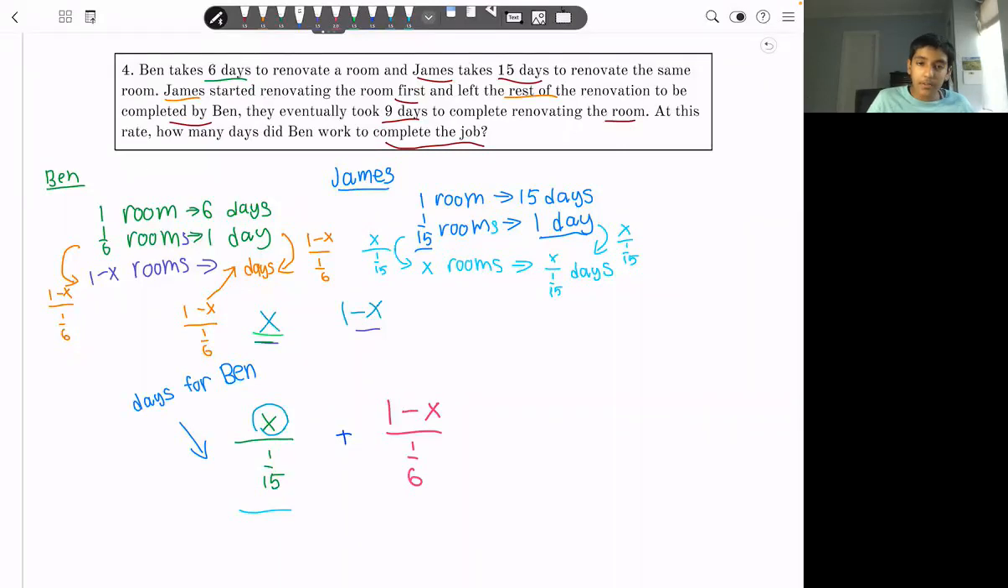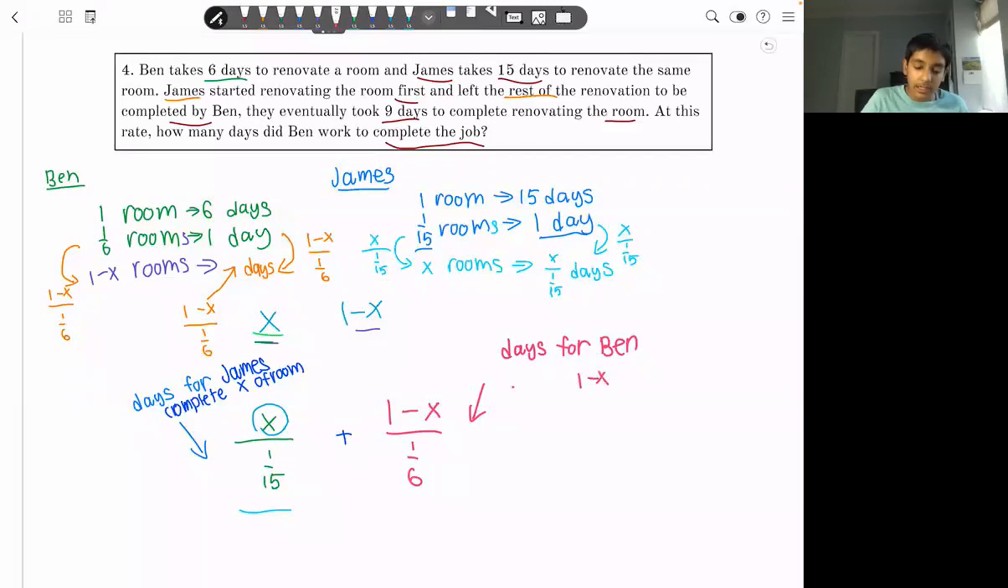So this is just the number of, this should be James. This is the number for James. So this is the amount of days it will take for James to complete X of the room, right? Completes his work. And similarly, this is days for Ben to complete 1 minus X of the room. So 1 minus X of the room.